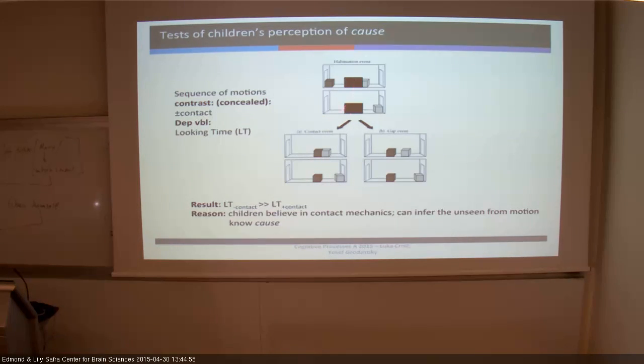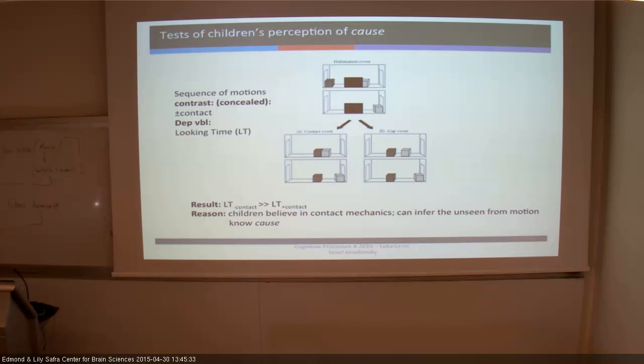You present this: something moves in behind the screen, the other thing starts moving, and then when you expose it, when there is contact, the kid is not surprised. When this one starts moving without contact, very big surprise. So you conclude that kids believe in contact mechanics, and in fact they can infer the cause of motion from the unseen because they have the concept of cause. Otherwise, why should they be surprised?